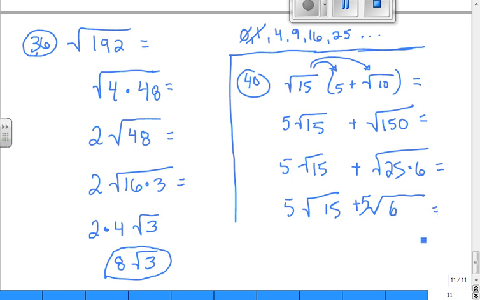Can I break down the square root of 6? Nope. 4 doesn't go into 6. 9 doesn't go into 6. I'm going to rewrite this so you can see it very clearly. My final answer, I'm left with 5 square root of 15 plus 5 square root of 6. I can't do anything else. This is all I have.